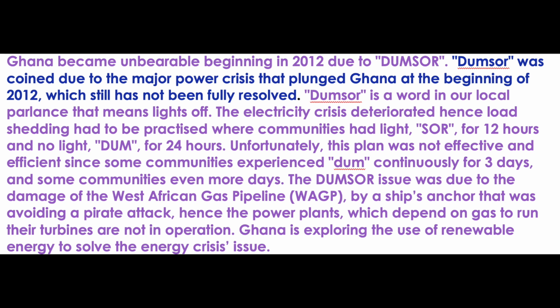The electricity crisis deteriorated, hence load shedding had to be practiced, where communities had light, Dum, for 12 hours, and no light, Sor, for 24 hours. Unfortunately, this plan was not effective and efficient, since some communities experienced Dumsor continuously for 3 days, and some communities even more days. The Dumsor issue was due to the damage of the West African gas pipeline by a ship's anchor that was avoiding a pirate attack.